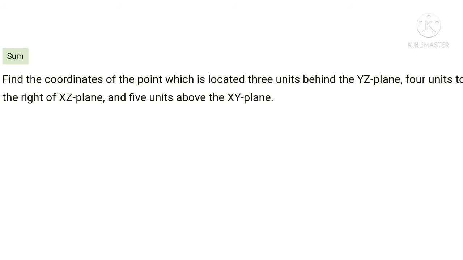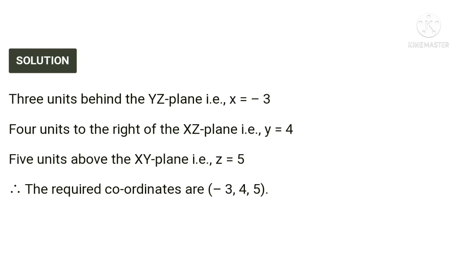Next, question number 9. First, find the coordinates of the point which is located 3 units behind the yz plane, 4 units to the right of the xz plane and 5 units above the xy plane. See, we have to find 3 units behind the yz plane. 3 units behind the yz plane means x is equal to -3.